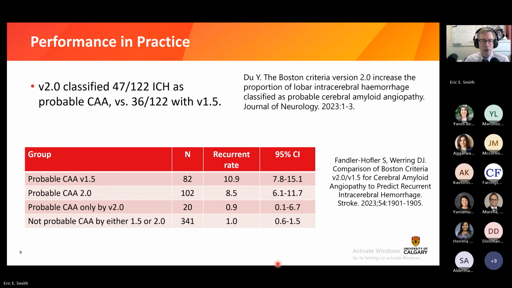So the criteria, although they may be more accurate, may also be picking up milder CAA that is less prone to recurrence. So you have to keep that in mind when looking at patients that have a single lobar hemorrhage only without other hemorrhagic features. They probably have CAA, but their recurrence risk might be lower than patients with CAA with multiple lobar hemorrhages.